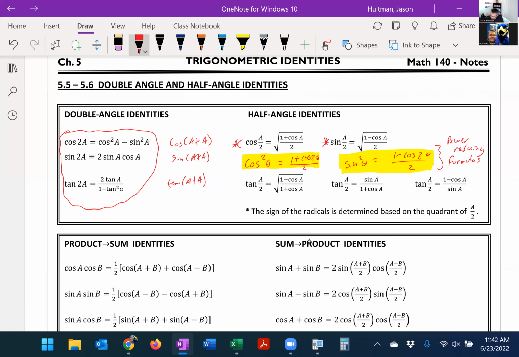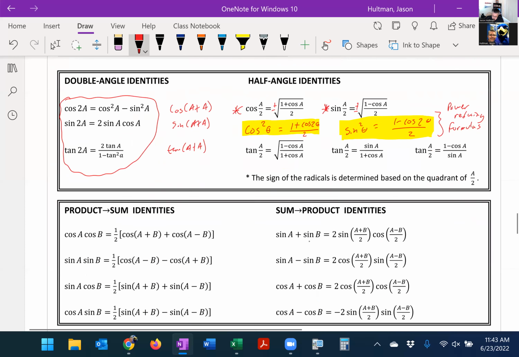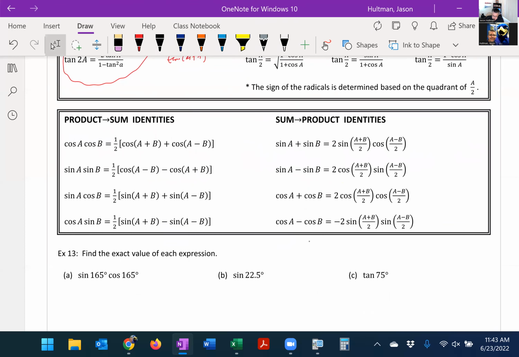And then for the half angle identity, the sign of the radical is determined based on the quadrant of A over 2, of where you end up for that. So it could be positive, could be negative. We could really put plus or minus here if we wanted to. It just depends on what quadrant that half angle ends up in. Okay, product of some identities.